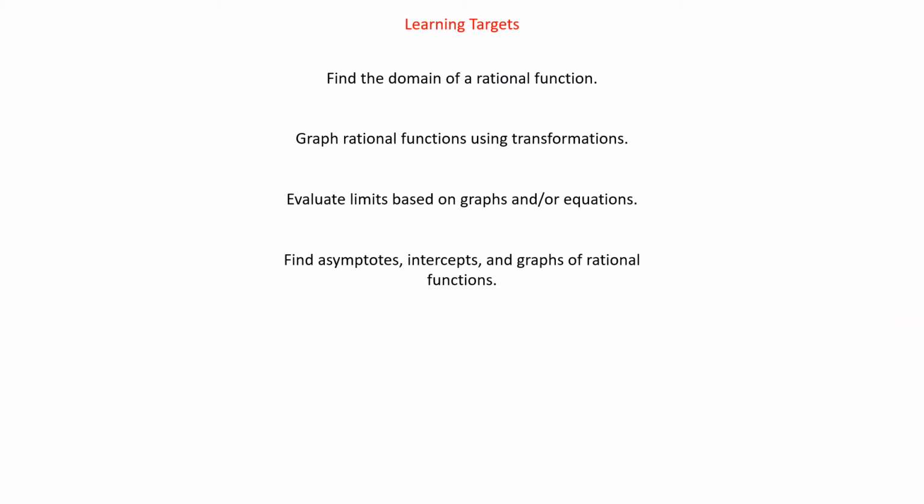Our learning targets: find the domain and range, find the domain of a rational function. Graph rational functions using transformations. Hey, transformations, they're the same as they always have been. Evaluate limits based on graphs and or equations. And then find asymptotes, intercepts, and graphs of rational functions.